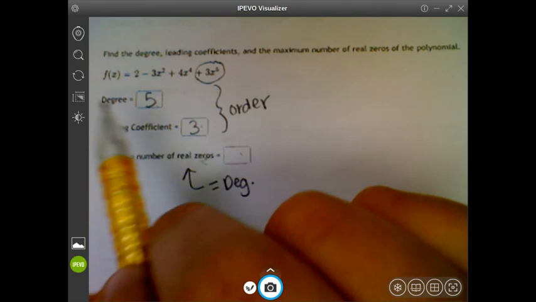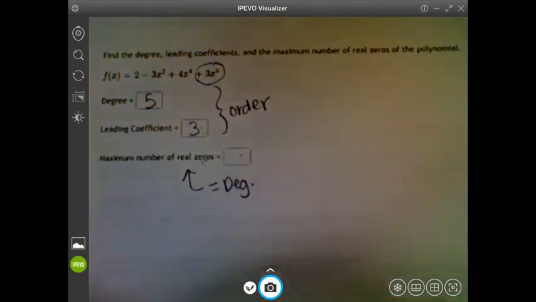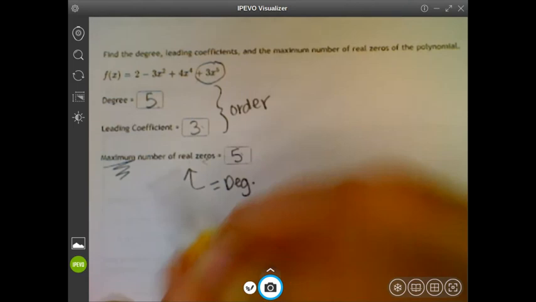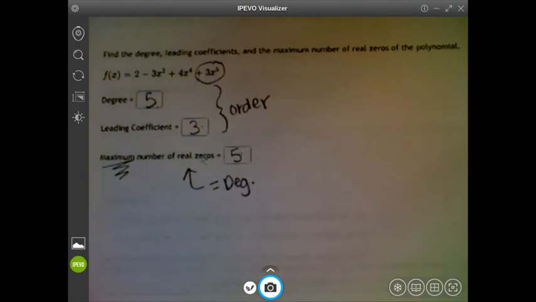It could cross 4, it could cross 3, it could cross 2, it could cross 1, it could cross 0, just depending. It has all of the possibilities below it, but the maximum number it could cross is 5 times. If it is an x to the 5th, then it cannot cross 6 or 7 or 8 times. It is just not possible. It is 5 or lower.